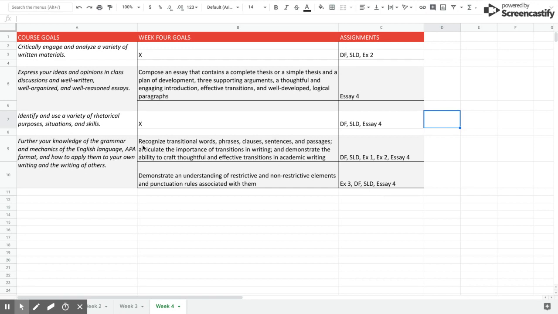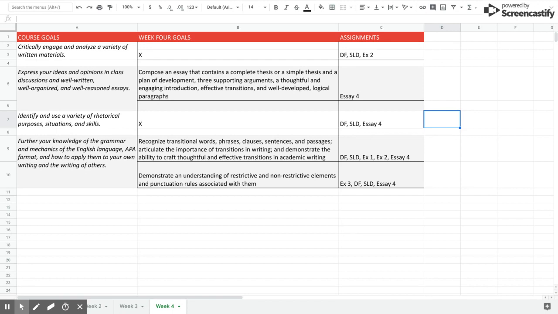So that's how your learning objectives relate to the course for understanding English mechanics, and then we've covered the essay. The other course goals of critically engaging and analyzing written materials, you're going to be doing that in the discussion forum, where you'll analyze a sample essay, and then the spiritual life forum, you'll be analyzing parts of the Bible, and then in exercise two is where you will be doing that. And then for identify and use a variety of rhetorical situations, again, your discussion forum, the spiritual life forum, and essay four always are going to help you fulfill that.